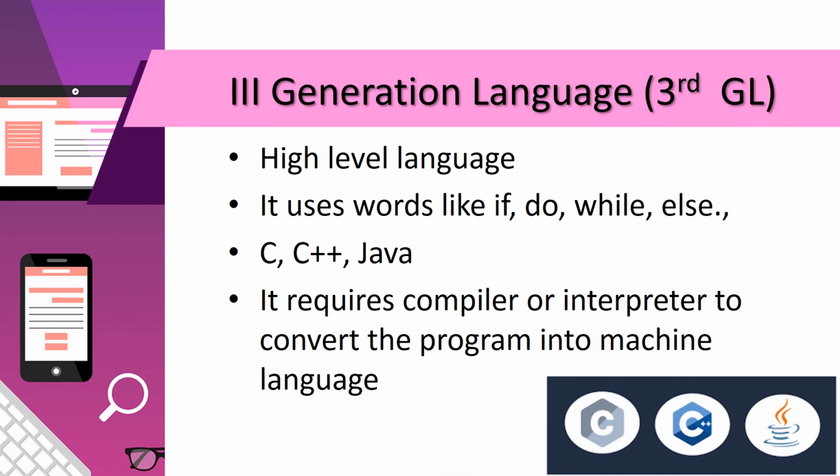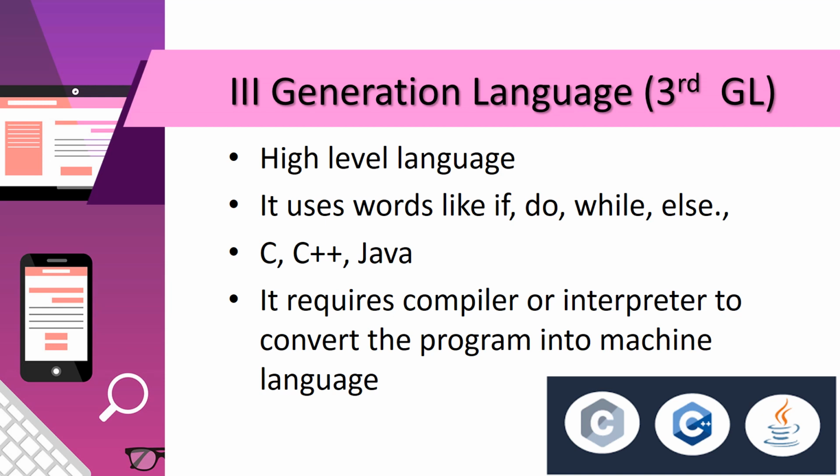The third generation programming language. It comes under the category of high level programming language. It is easy to understand and develop by humans. Here we are using some keywords like if, else, do, while. So the programmer can easily write the programs. Examples of third generation programming languages are C, C++, Java.